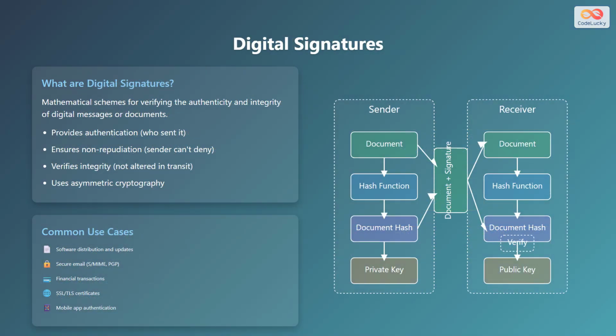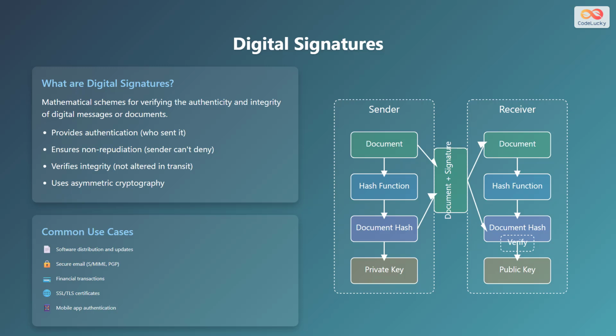Now let's discuss digital signatures. Digital signatures are mathematical schemes used for verifying the authenticity and integrity of digital messages or documents. They provide authentication, ensuring who sent the message, ensure non-repudiation, meaning the sender cannot deny sending the message, verify integrity, confirming the message has not been altered in transit, and use asymmetric cryptography. Common use cases for digital signatures include software distribution and updates, secure email using Secure or Multipurpose Internet Mail Extensions or Pretty Good Privacy, financial transactions, Secure Sockets Layer or Transport Layer Security certificates, and mobile app authentication.